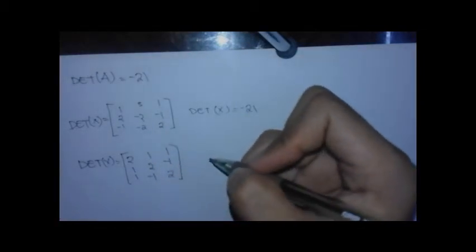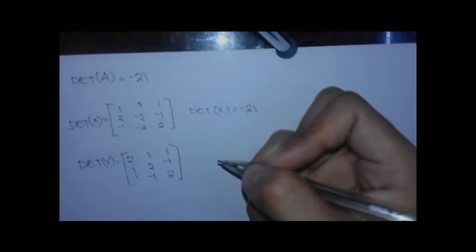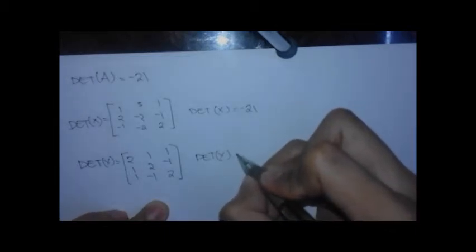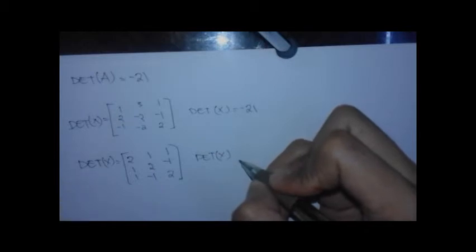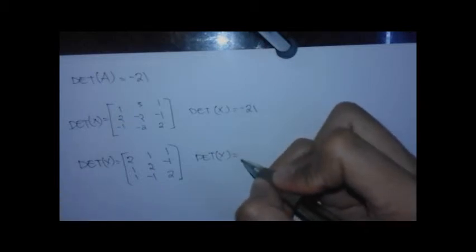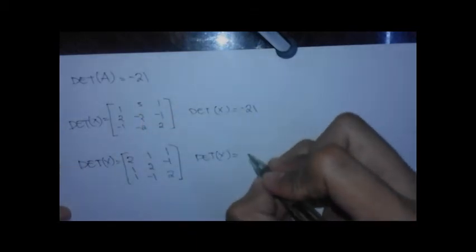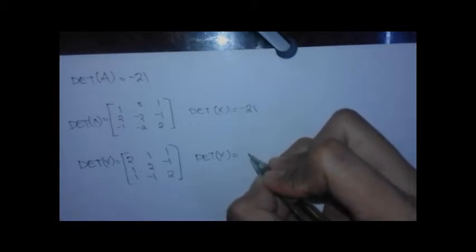Can you see the sequence already? 1, negative 1, and 2. I know that you're not stupid, whoever you are that's watching this. You already know the procedure on how to get the determinant of z. So the determinant of y is equal to 0.